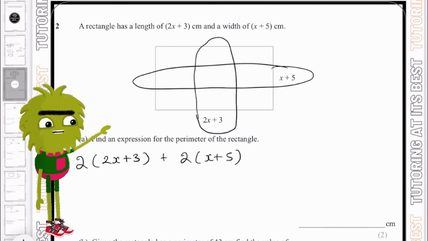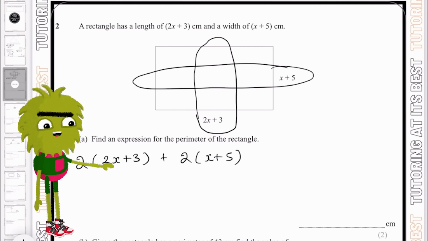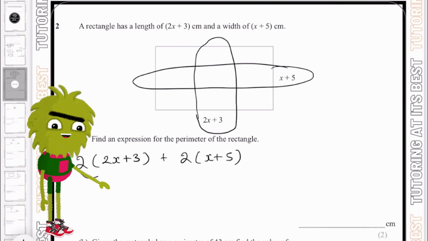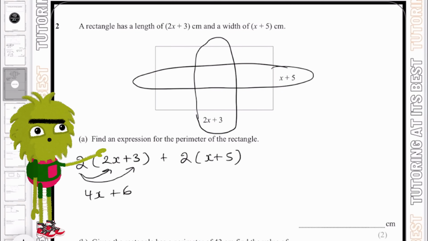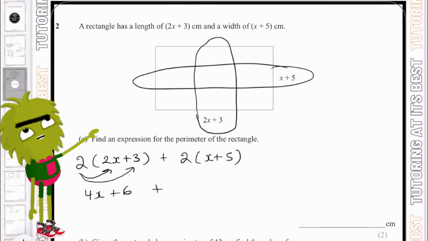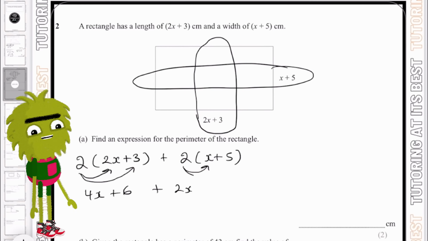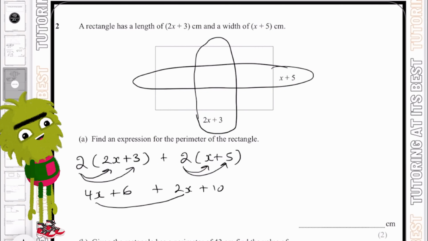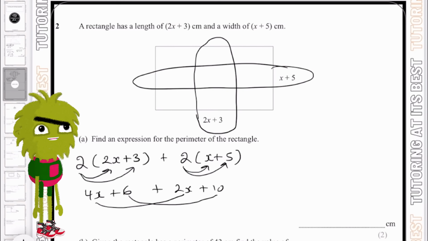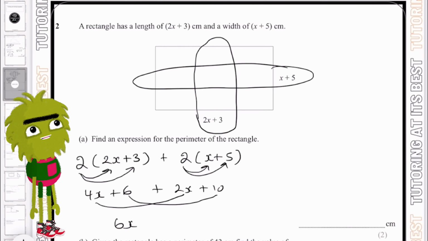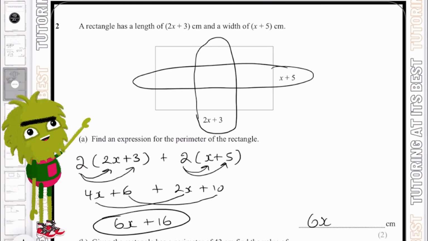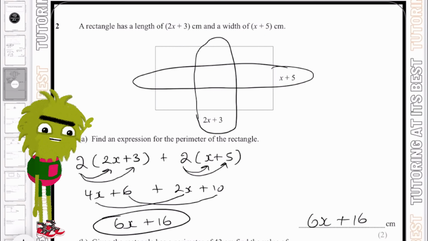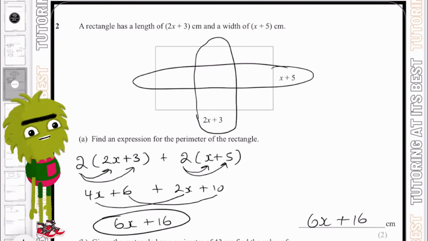And we can now expand and simplify our answer. So let's start with 2 times 2x gives us 4x, and 2 times 3 gives us 6. We then have 2 times x, which is 2x, and 2 times 5, which is 10. And we can then put together our variables and our numbers. So we know that 4x and 2x gives us 6x, and 6 plus 10 equals 16. And there we are. Our answer is 6x plus 16. And that's the expression for the perimeter of the rectangle.